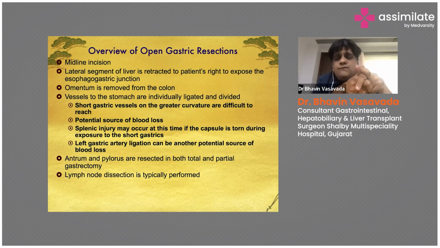We divide various vessels affecting the stomach, that is the short gastric vessels. Whenever postoperative bleeding occurs, it is most common from the short gastric vessel. That also we will discuss in one of the complicated cases that I have handled. You can have a splenic injury, or left gastric ligation, because the left gastric artery is generally very below the stomach. This is also a difficult source, and at this stage, massive blood loss can occur. The pylorus has to be resected, and lymph node dissection is performed.